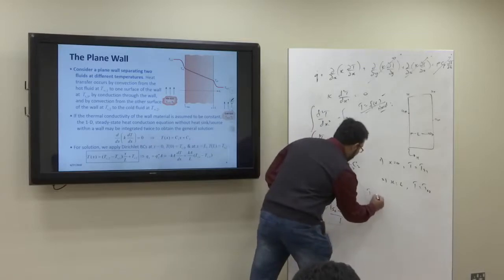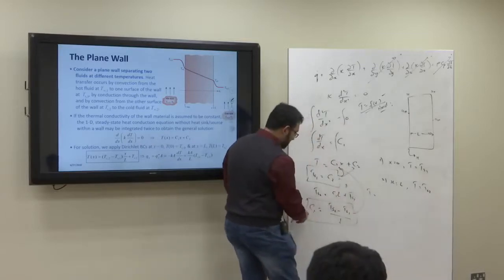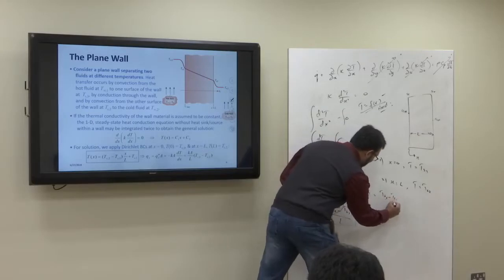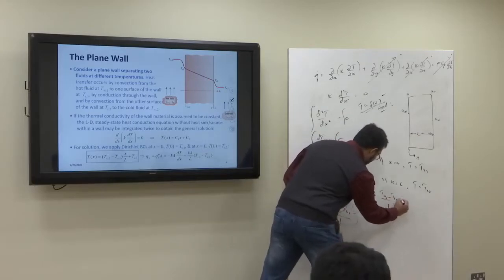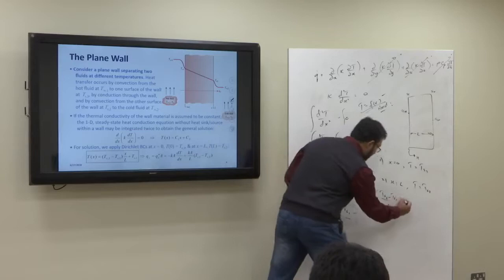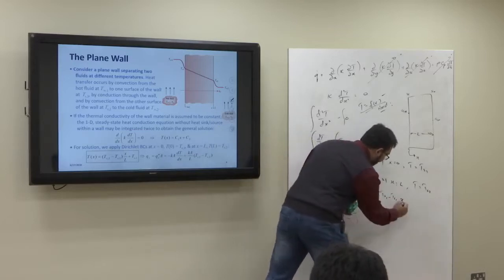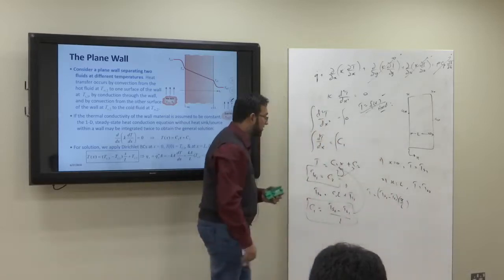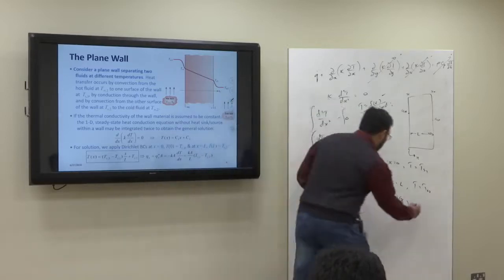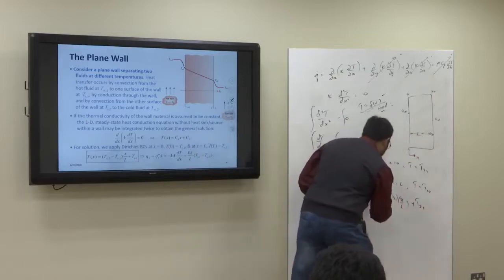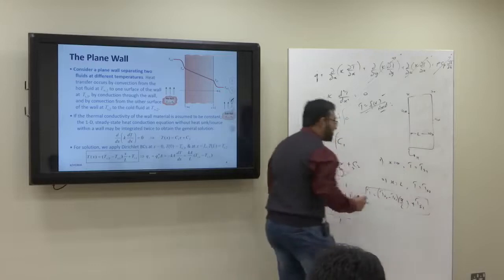So T will become C1x. C1 is this, so I'll write here Ts2 minus Ts1 over L multiplied by x, right? Or let me write it here, Ts2 minus Ts1 multiplied by x by L. Let's write it like this, plus C2, C2 is Ts1. Okay, so now I got the temperature profile.